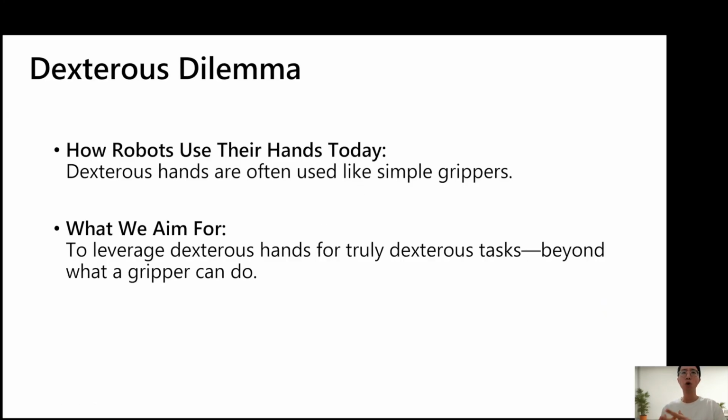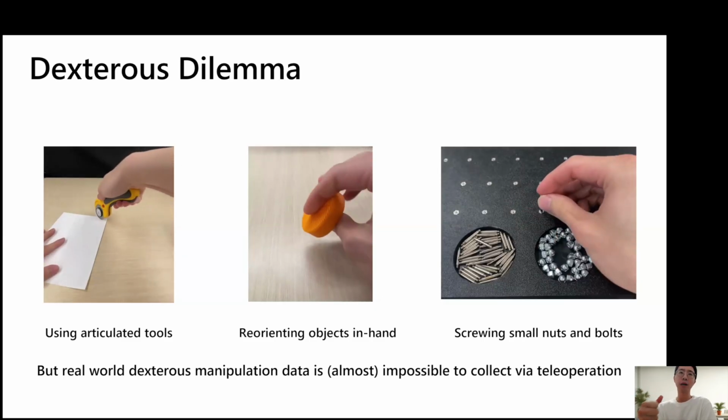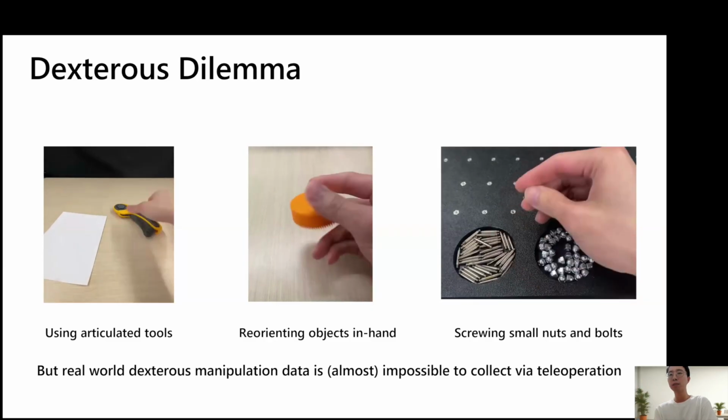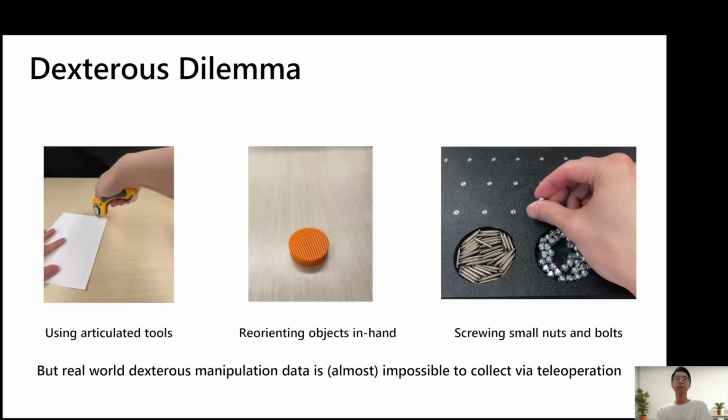It means that nowadays many robots, although they have a humanoid hand, often use it as a big gripper with just open, close motion. However, when we build a dexterous hand with so much money, what we really want is to show some truly dexterous tasks, which are beyond what a gripper can do. For example, we want to use the hand to manipulate some articulated objects like a paper cutter. We want to rearrange objects in our hand, or we want to manipulate some small objects like nuts and bolts very fast or in a very efficient way.